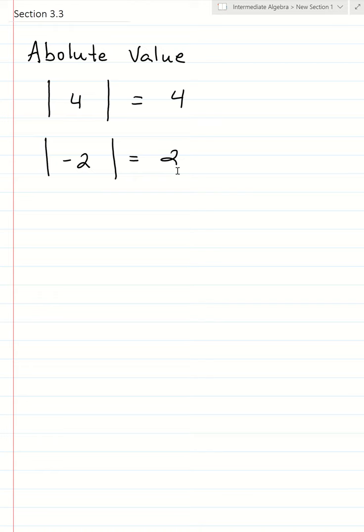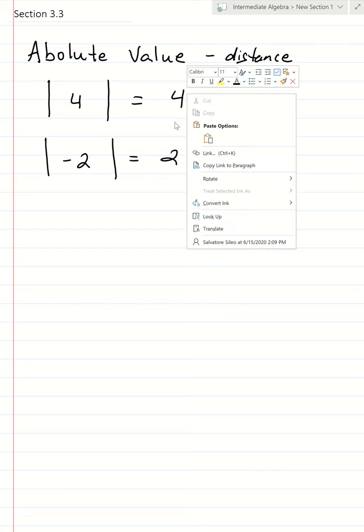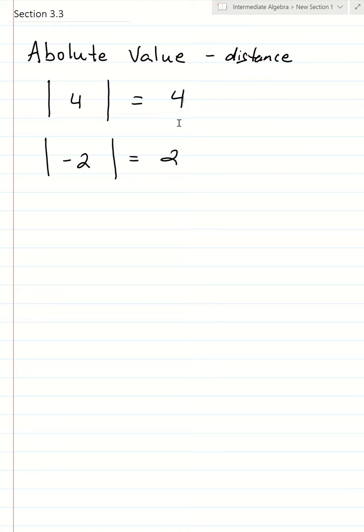Many times, people just think of the absolute value as a positive number in the end. Okay? It's not the best way to approach it, but it's because it is a distance. That's why your answer will always be some type of positive number.